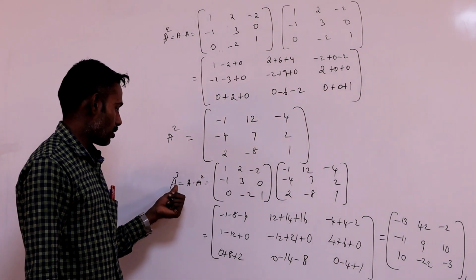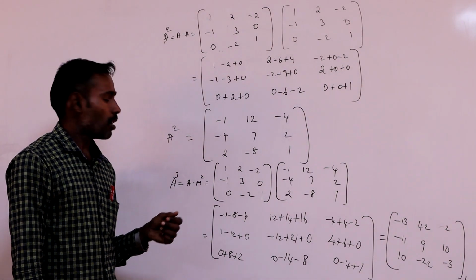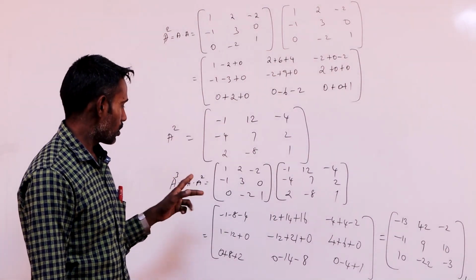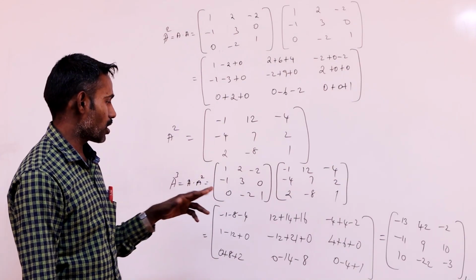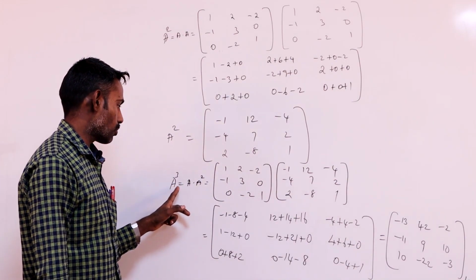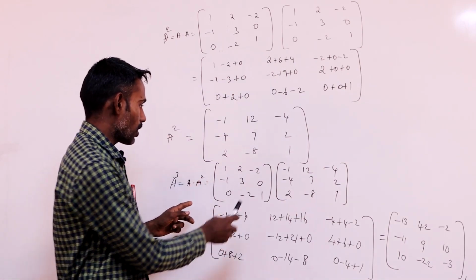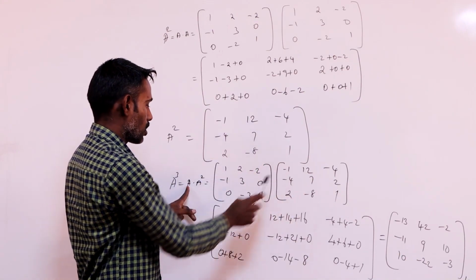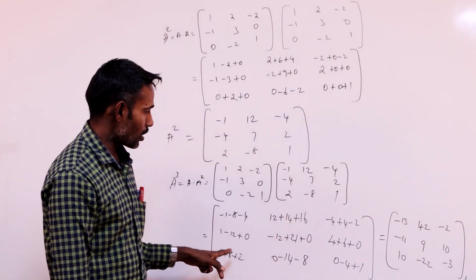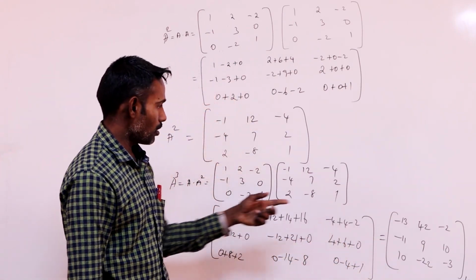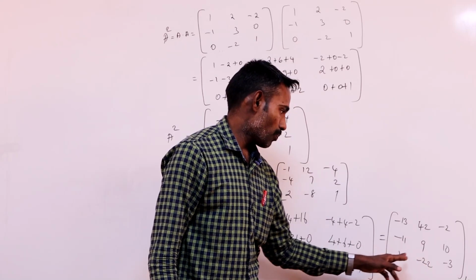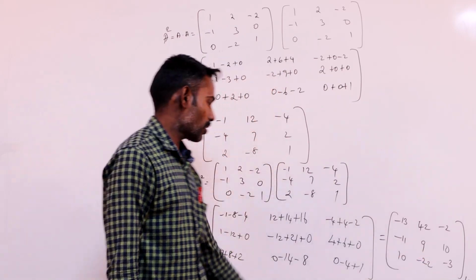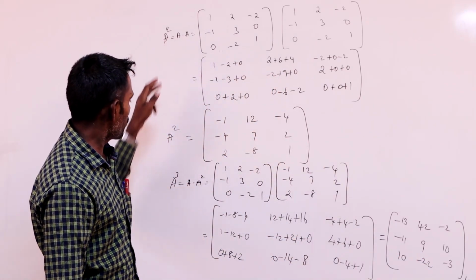Next we find A cube, because the characteristic equation has A cube minus 5 A squared plus 9 A minus I equal to 0. A cube equals A into A square. We already found A square, and A is the given matrix, so A into A square. Multiplying the same way, we get the final matrix minus 13, 42, minus 2, minus 11, 9, 10, 10, minus 22, minus 3. This is A cube. We have found A square and A cube.